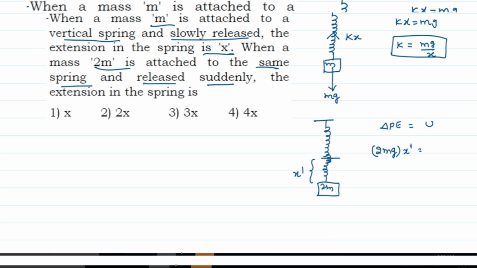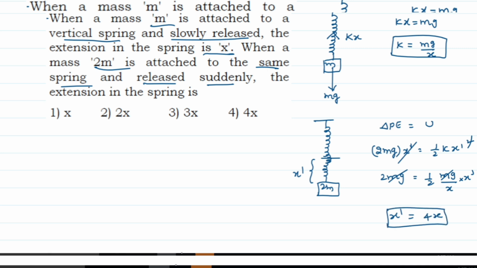Potential energy stored in a spring is half into k into x dash square. One x dash you have to cancel, then 2mg will be equal to half into k, which you already calculated as mg by x, into x dash. Here mg gets cancelled, then x dash equals 2 times 2, which will be 4x.